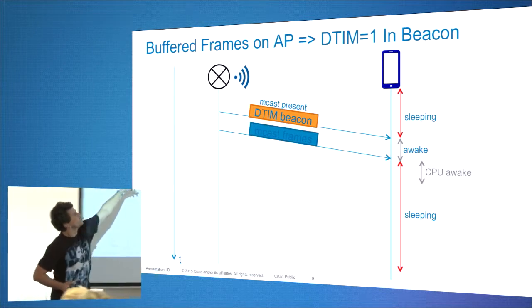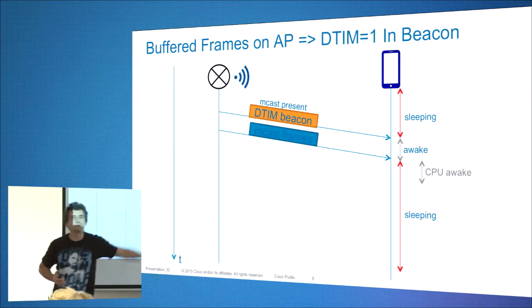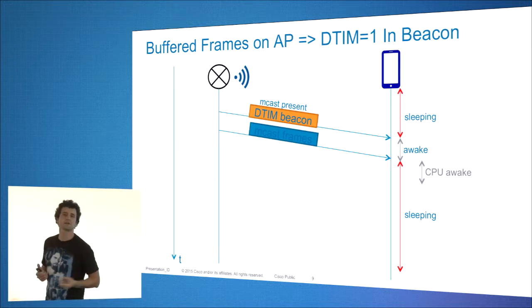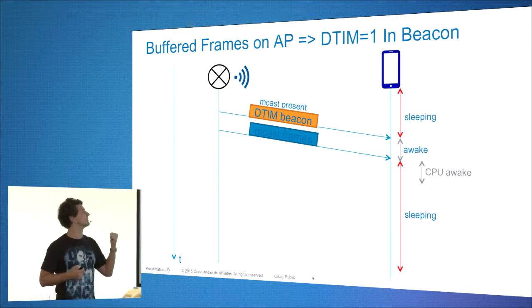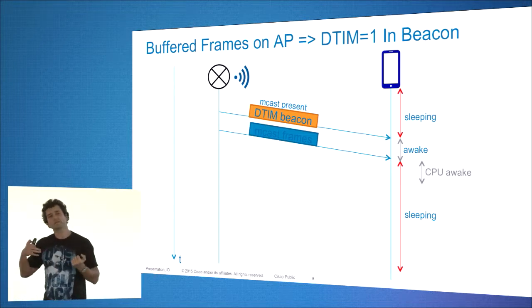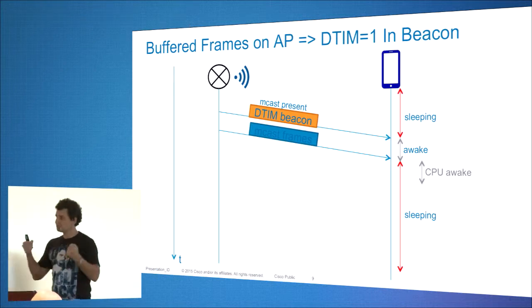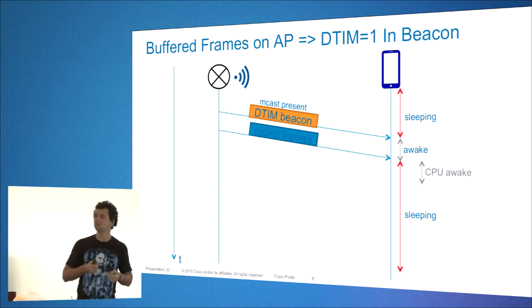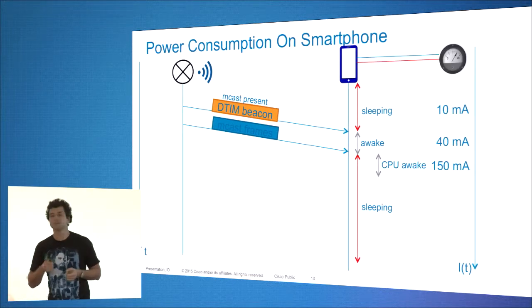If the multicast was buffered, then the baseband needs to be awake for a longer period of time. And then, of course, to process that packet, the CPU needs to come to life and be awakened to process that packet. What does it mean in terms of power consumption? So we took the phone, we ripped it apart, we connected the amp meter between the battery and the phone, and we measured the power consumption.